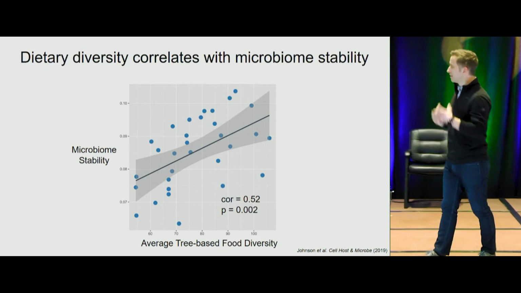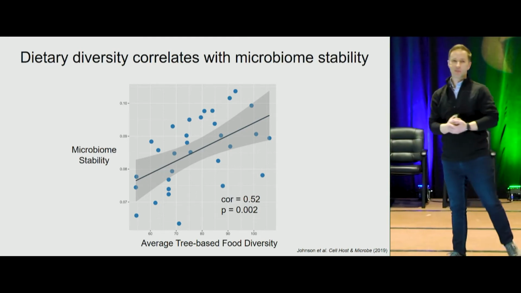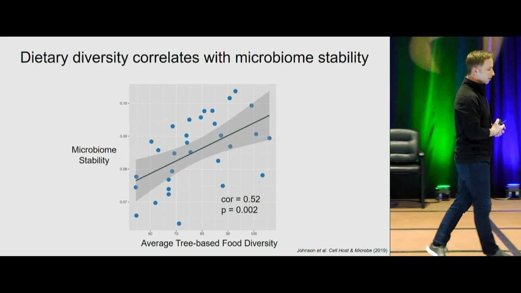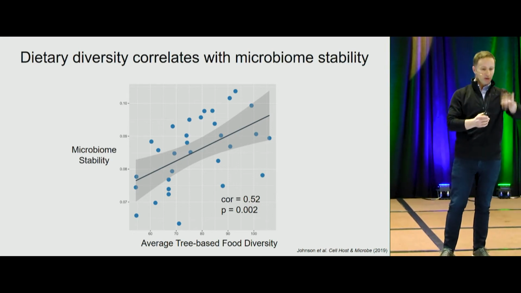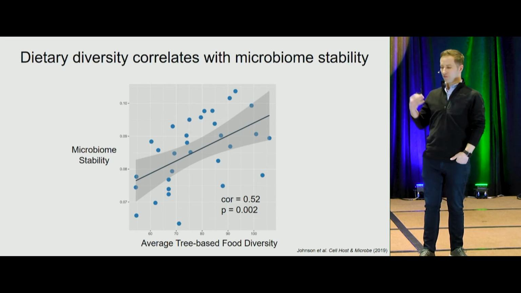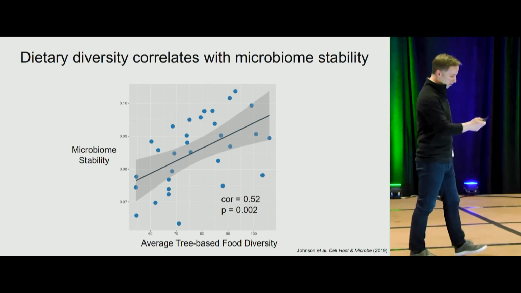So with this dense longitudinal data, we can do all sorts of new things. We can measure the stability within each person. And we found that stability, so this is your own microbiome variation from day to day, or lack thereof, is very strongly correlated with the diversity of foods you tend to eat on a given day. That was something new.